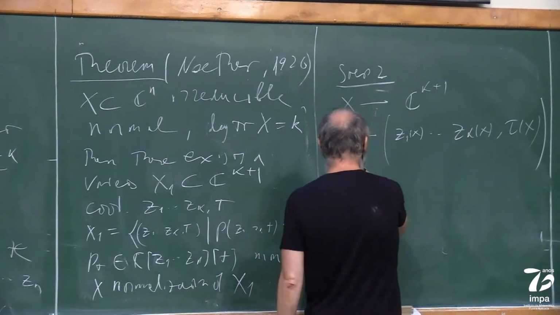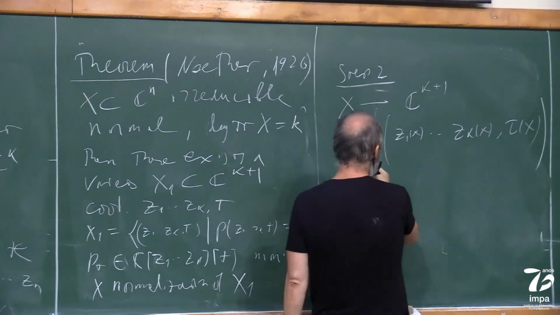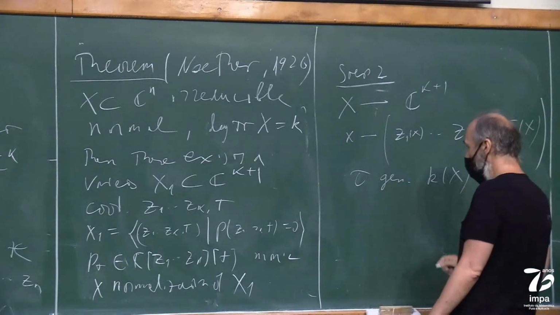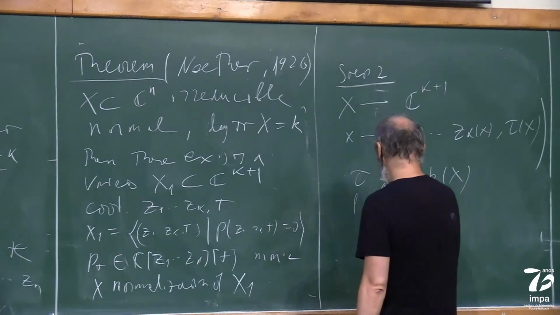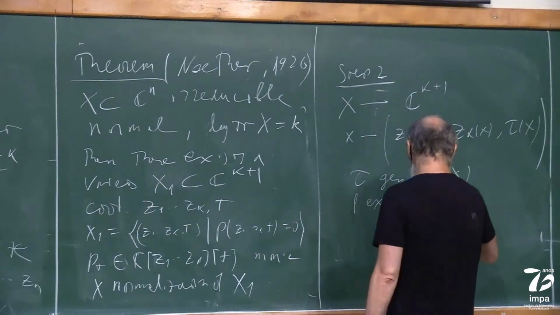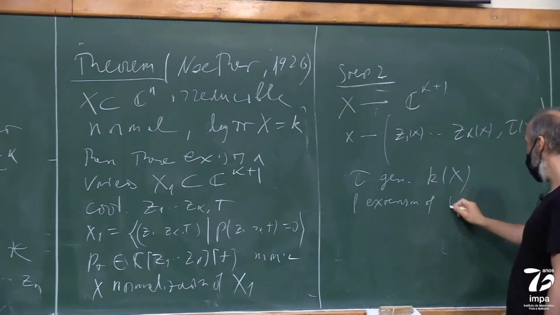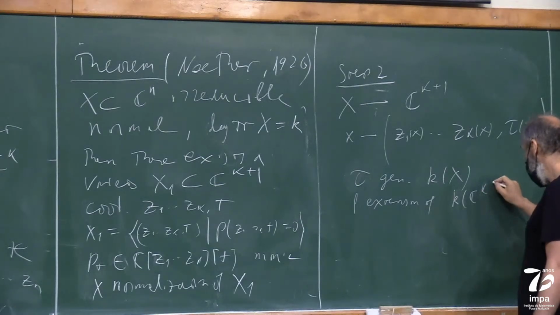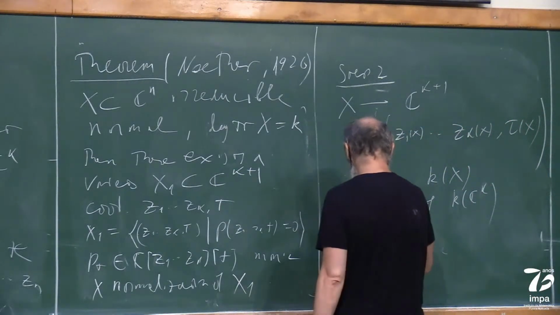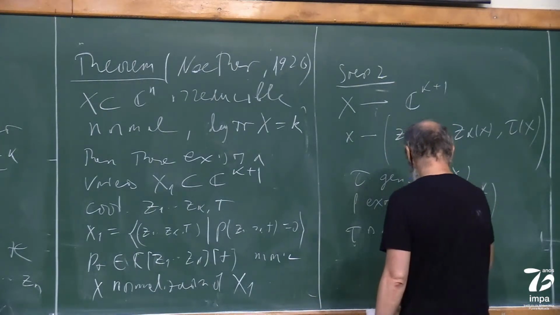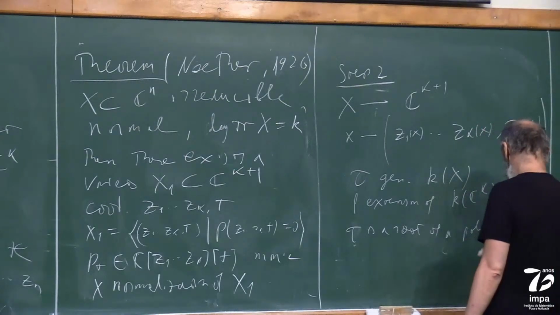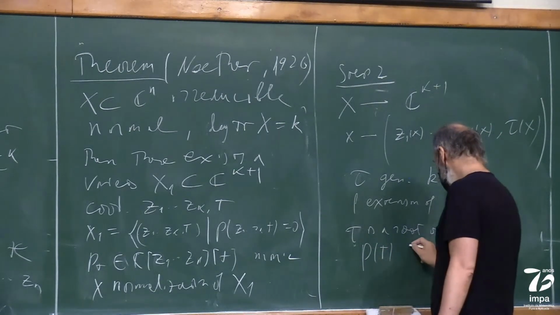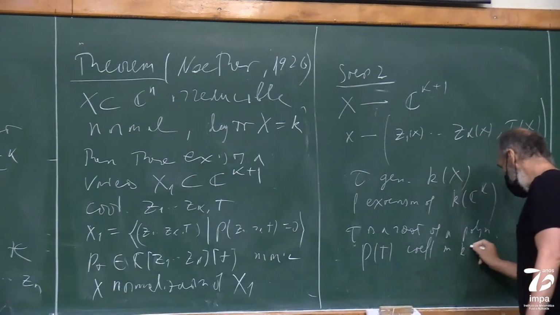So, since tau generates k of x, and it is a finite extension of k of C^k, tau is a root of a polynomial p of t with coefficients in k of C^k.